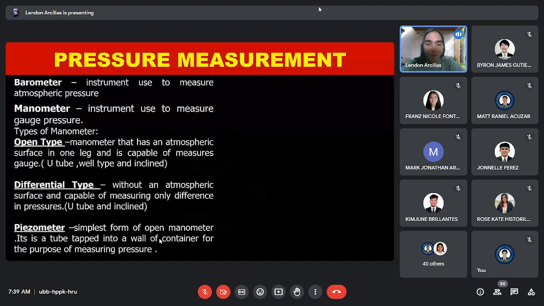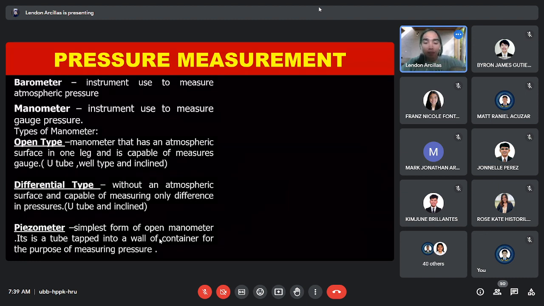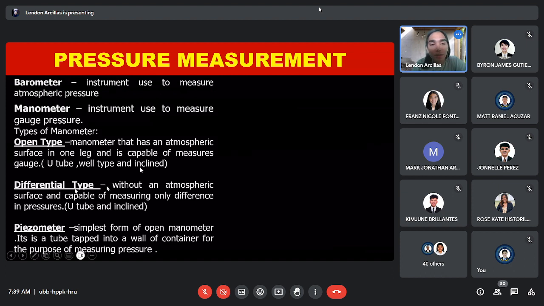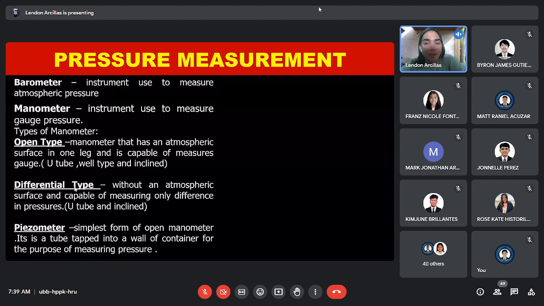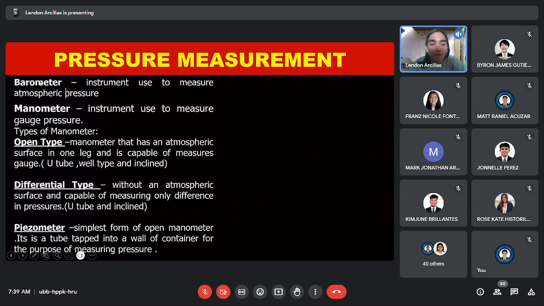Okay, then let's proceed to the next topic. We do have pressure measurement. So there are several types of pressure measurements or pressure devices. Okay, that is, of course, a device used to measure pressure. But di ba, may tatlo tayong type ng pressure. We do have gauge pressure. We also have atmospheric pressure. So there is only one device to measure our atmospheric pressure, what we call the barometer. So sa problem, pag binigay yung barometric reading, meaning the type of pressure you're solving is atmospheric pressure.